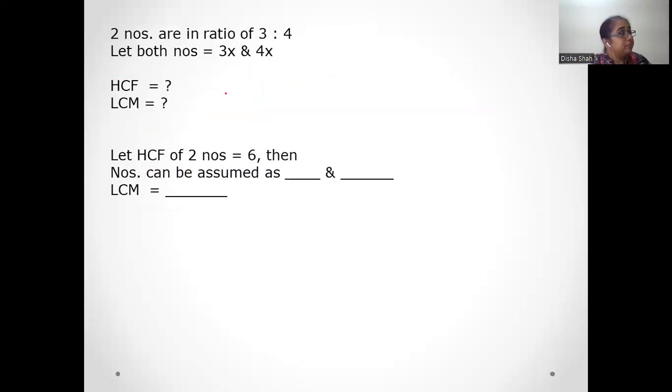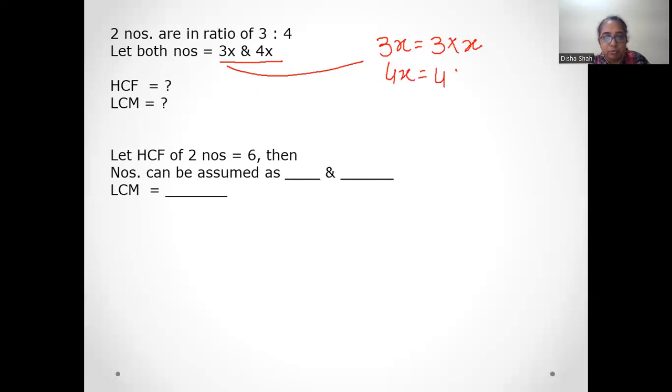Let's come to the next concept, that two numbers are in the ratio of 3 to 4. So when the two numbers are in the ratio of 3 to 4, can we assume the numbers as 3x and 4x? Yes. In that case, what is the HCF? HCF is nothing but the highest common factor. अच्छा, 3x के फैक्टर हैं, एक है 3 और एक है x. सिमिलरली 4x के फैक्टर हैं 4 and x. इनमें से कॉमन फैक्टर क्या है? x, और वही हाईएस्ट है, so your highest common factor is x.